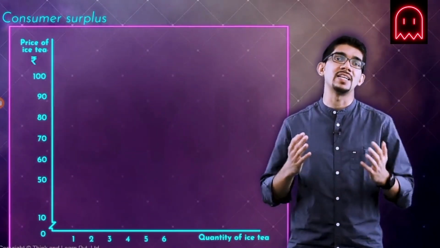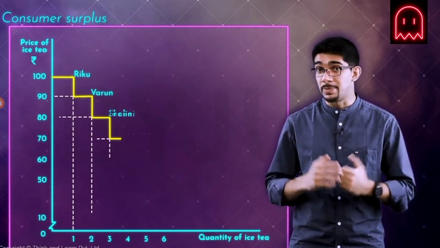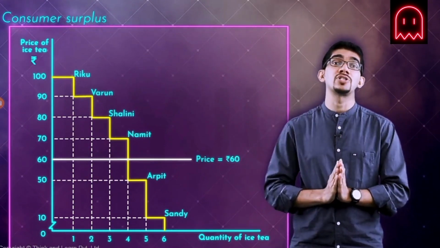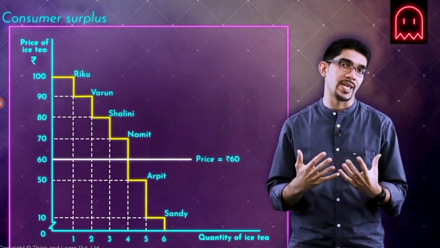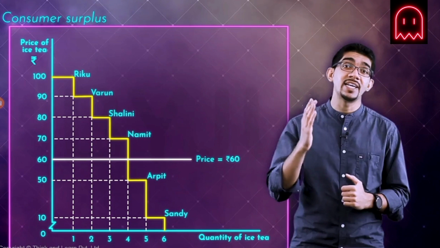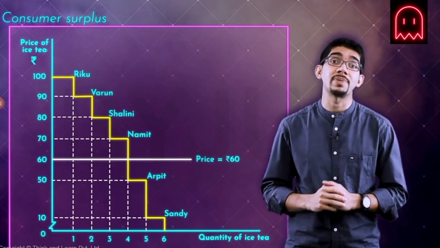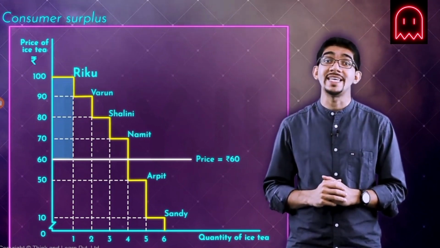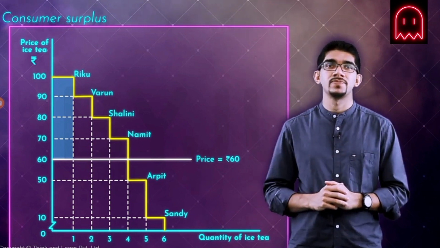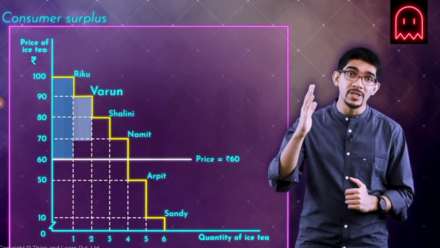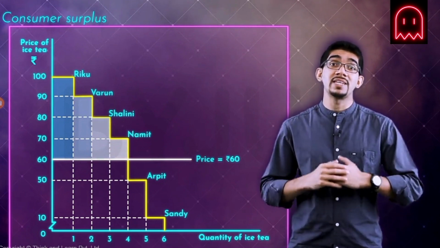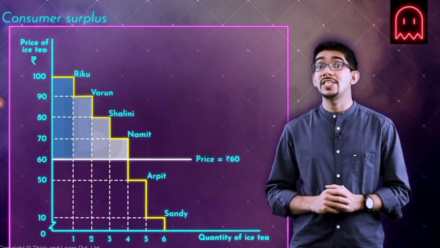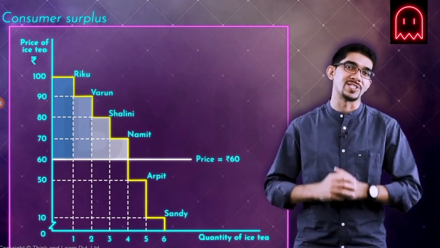We can represent this graphically as well. The demand curve is again step-shaped with alternating horizontal and vertical segments. Each horizontal segment, each step corresponds to one potential buyer's willingness to pay. In addition to me, Varun, Shalini and Namit will also each buy an iced tea when the price is rupees 60. Like me, they benefit from their purchases, though not as much because they each have a lower willingness to pay. We can also see the consumer surplus gained by Varun, Shalini and Namit. Again, this can be measured by the areas of the appropriate rectangles. Again, Arpit and Sandy, because they do not buy at a price of 60, receive no consumer surplus.